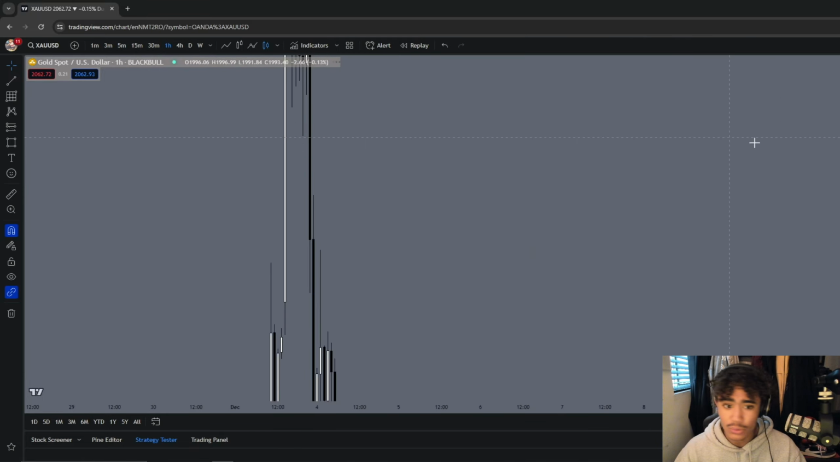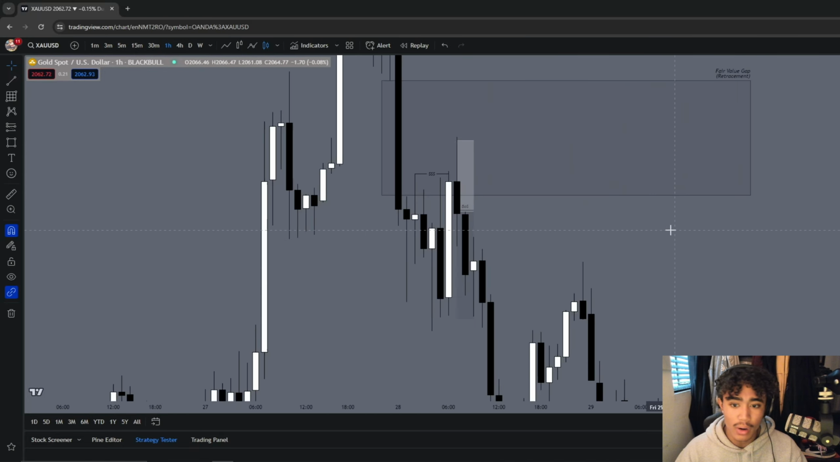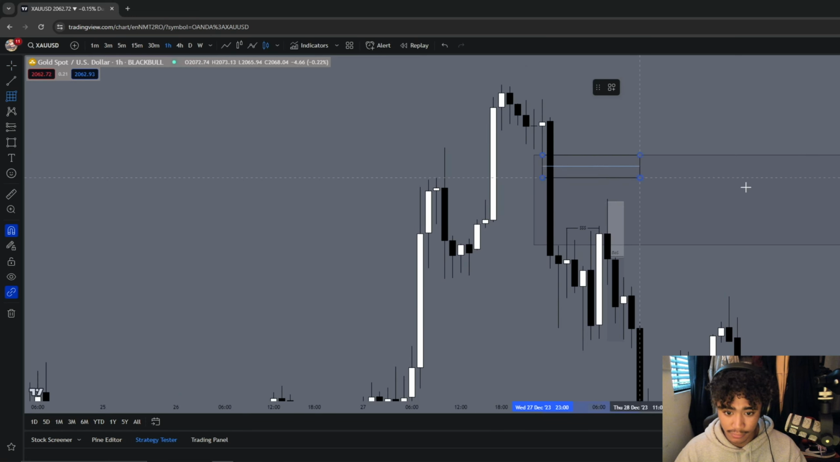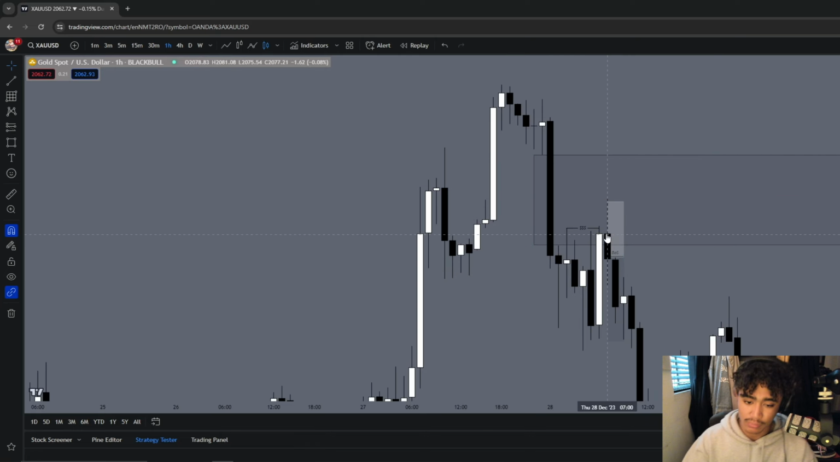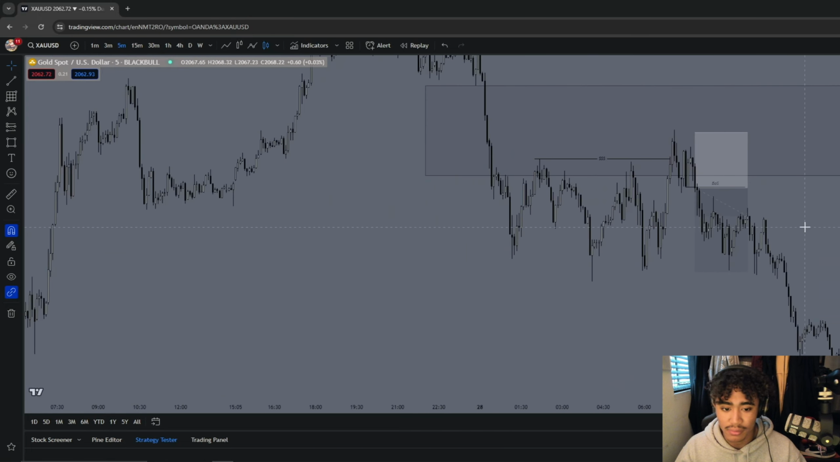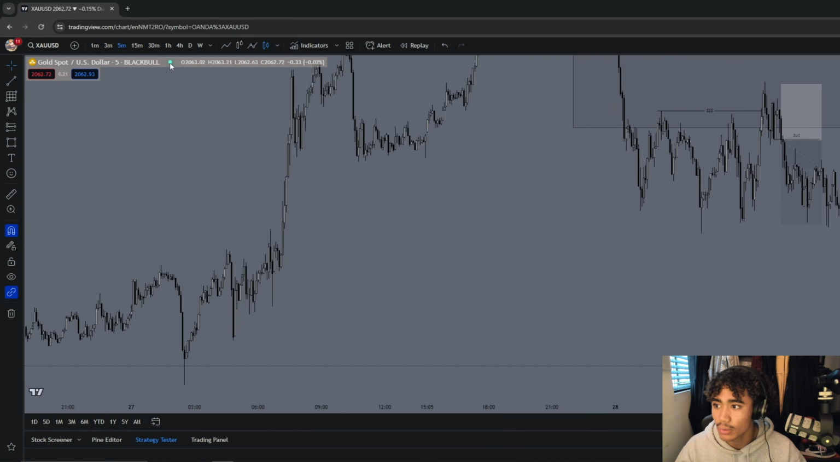Of course, for extra confluence, we would have waited for the 1 hour to reject off of the 50% mark of the fair value gap from here to here, and waited for that 1 hour candle close before actually looking to enter. But there you go, scaling down in time frame. Bam, we execute on the 5-minute breaker structure. Now we go in and we target lows.